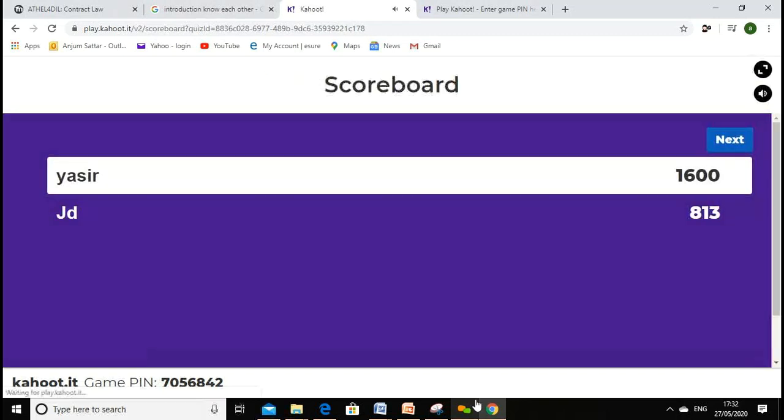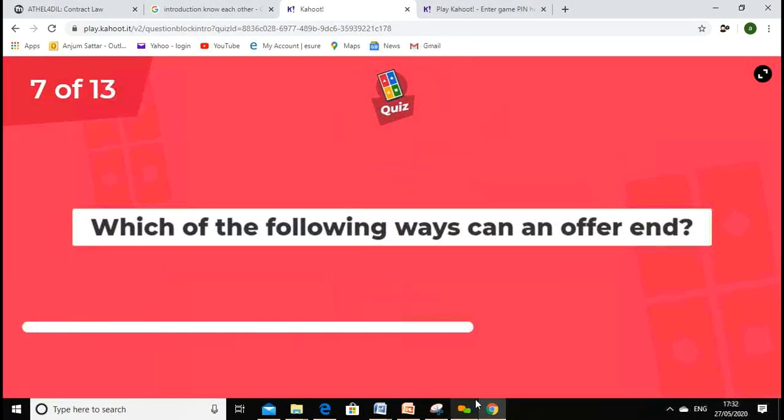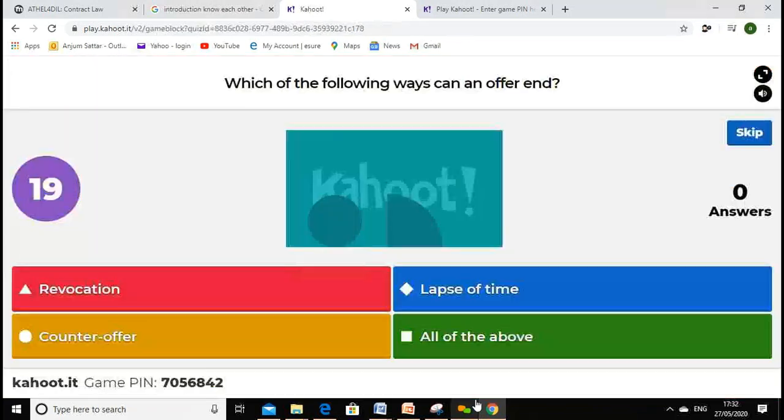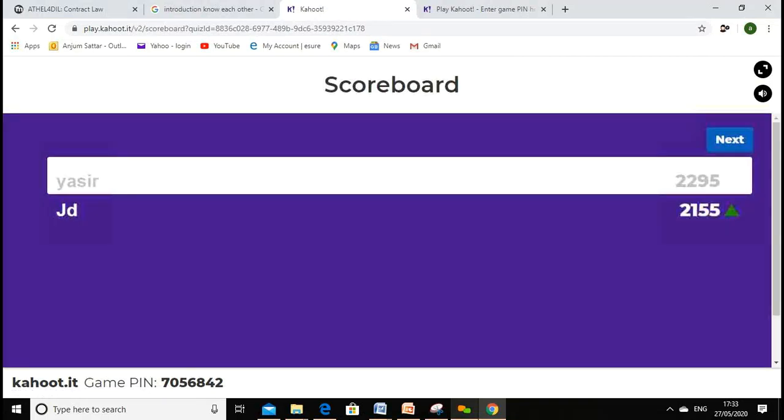Yes, well done. Offer can be more than yes. Which of the following are ways an offer can end? Is it just one or is it all of the above? Yes, all, because in all these cases an offer can end: when the time lapses, or with a counter offer. If you give a counter offer, the original offer can end.